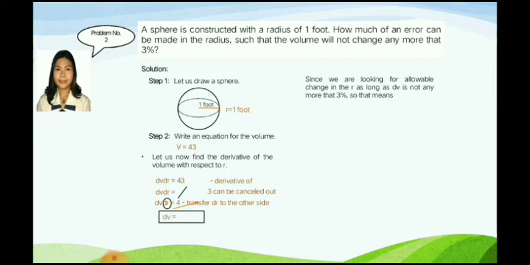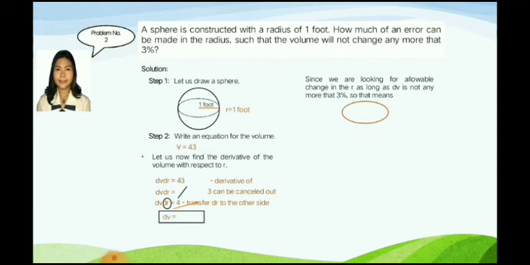So let's proceed. Since we're looking for the allowable change in r as long as dV is not any more than 3%, that means that dV is less than or equal to 3%. Please take note, guys, dV is less than or equal to 3%. So let's take the limiting value of 3% that will then allow for the maximum change in r. And since we're looking for dr, let's solve this equation for dr.